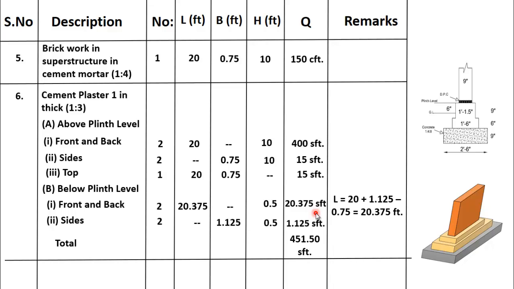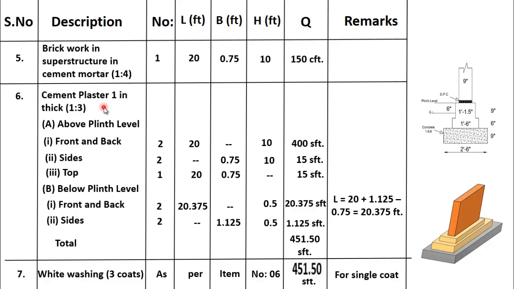We know that we provide whitewashing on the surface which we have plastered. So the quantity of whitewashing will be the same as the quantity of cement plaster. So the quantity of whitewashing is same as per item number 6, that is cement plaster, and that will be 451.5 square feet for single coat.